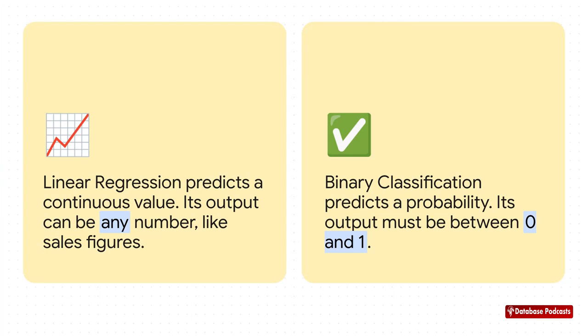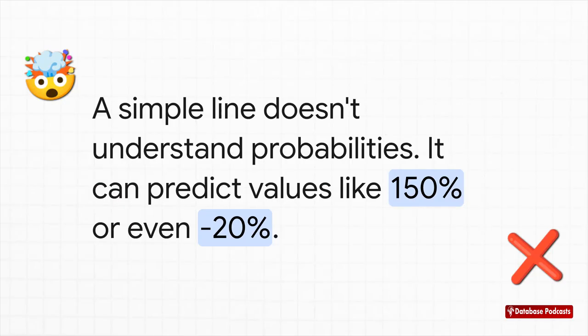See, linear regression is built to predict continuous things, like a price or a temperature, that can just keep going up or down forever. But for our problem, we need to predict a probability. And probabilities have one very, very strict rule. They absolutely have to be between 0 and 1. 0% and 100%, no exceptions. A straight line has no idea about that rule.